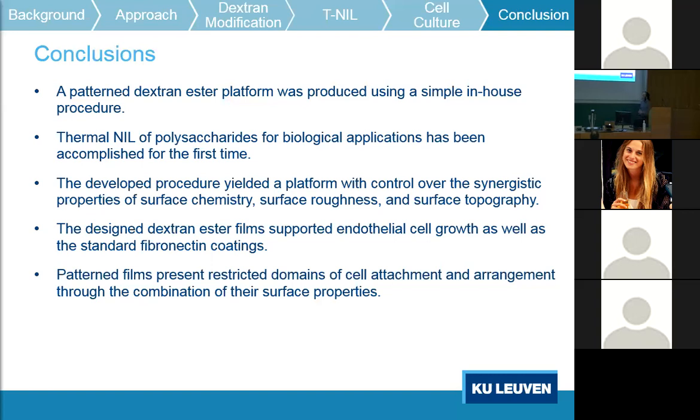The designed films were able to support the growth of endothelial cells, as well as the standard fibronectin coatings. And finally, these patterned films were able to present restricted domains of cell attachment and alignment simply based on the combination of these different surface properties themselves.